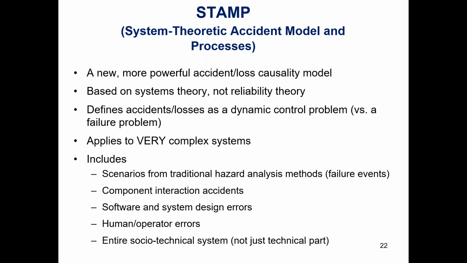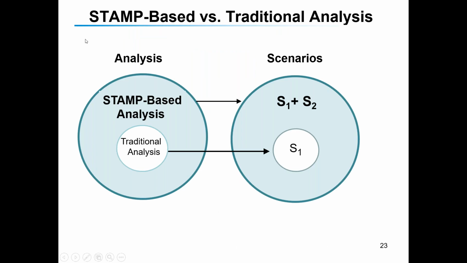It includes the scenarios from the traditional hazard analysis methods. The failure events, accidents still could be caused by component failures, so we can't ignore that. But it also includes these component interaction accidents, software and system design errors, human operator errors, and it includes, in fact, the entire socio-technical system, not just the technical parts. And I'll show you an example in a second.